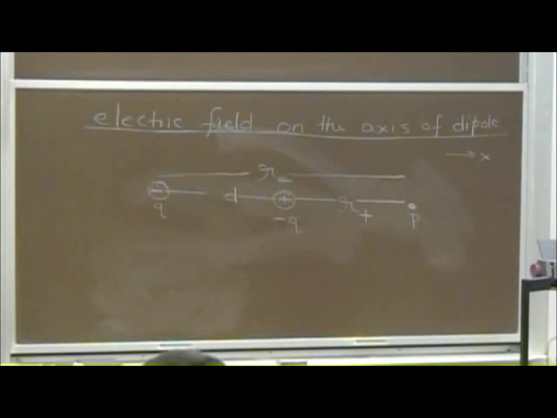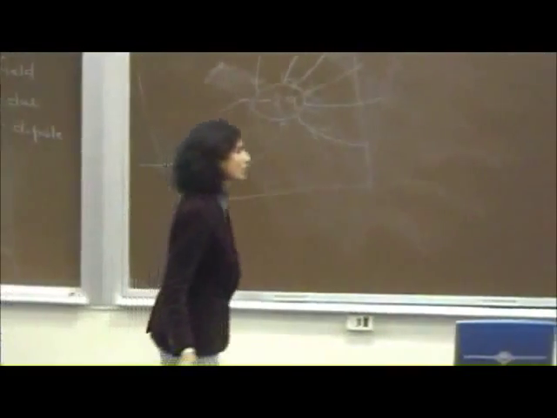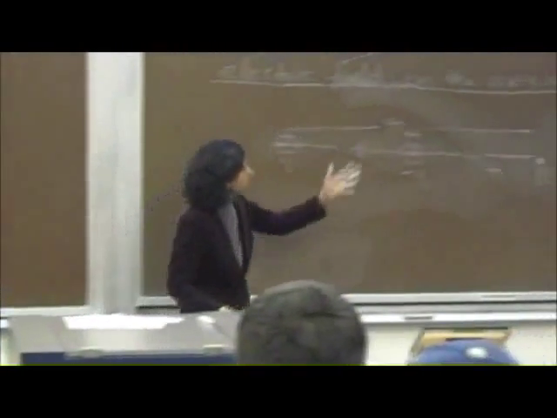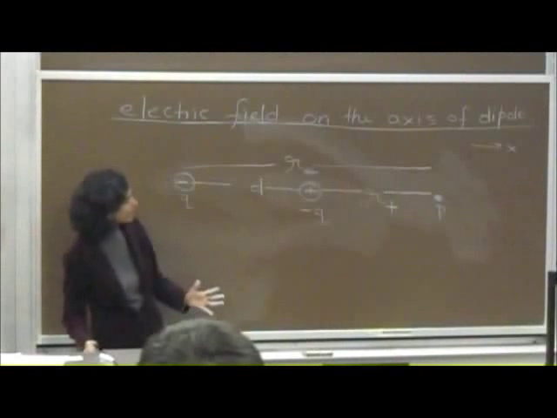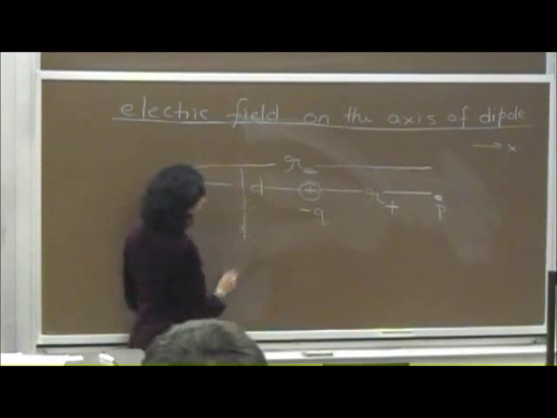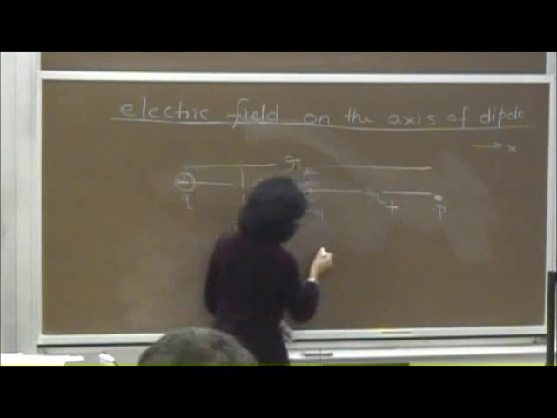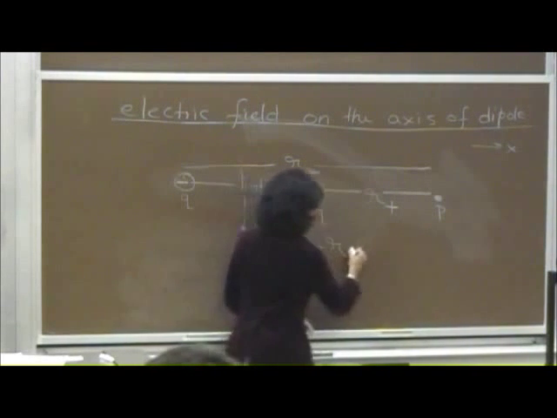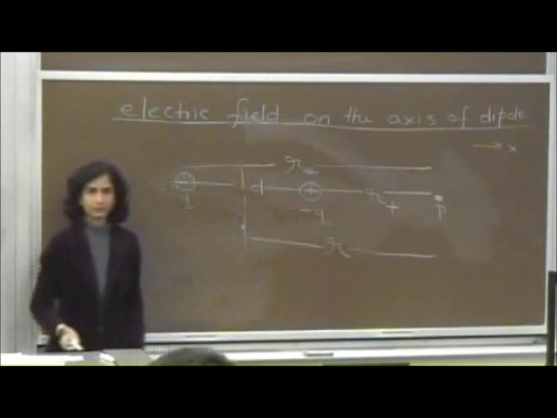I think also in your book they call it the z-axis because they keep the dipole vertical. Let me make it horizontal. It's good for us to use different notations a little bit at least. Okay, so here is the thing. Let's say that the distance from the center of this dipole to this point P is r. Suppose this distance is r.